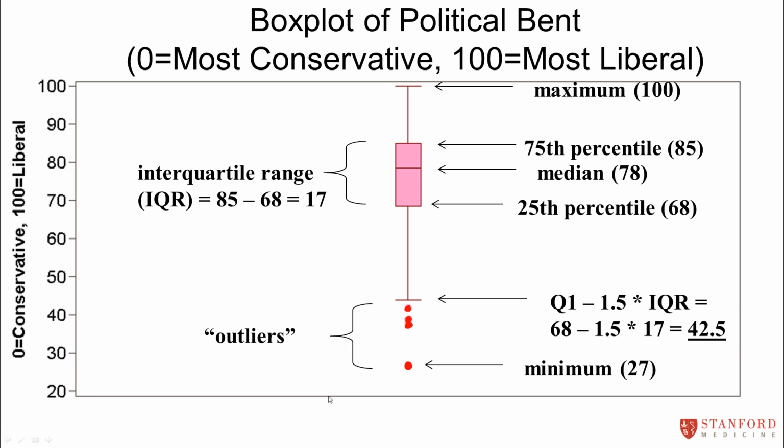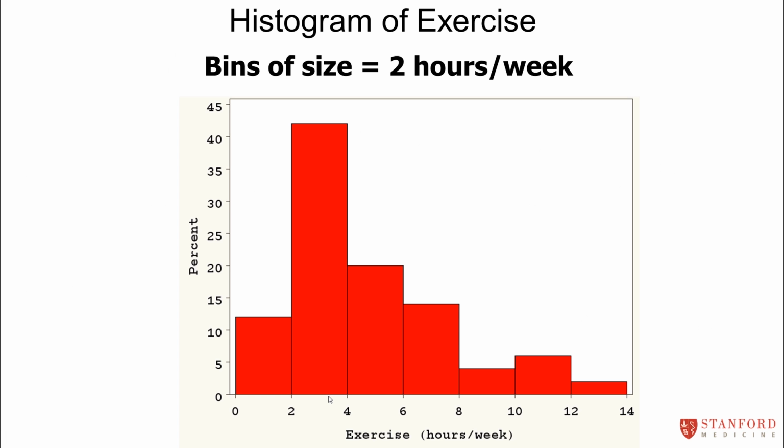So that's the box plot. Now I'm going to show you the histogram. So I took that same variable, exercise, and I put it into a histogram. The way you build a histogram is you take the range of values. In this case, exercise ranged from 0 to 12, and you divide it up into equal intervals.